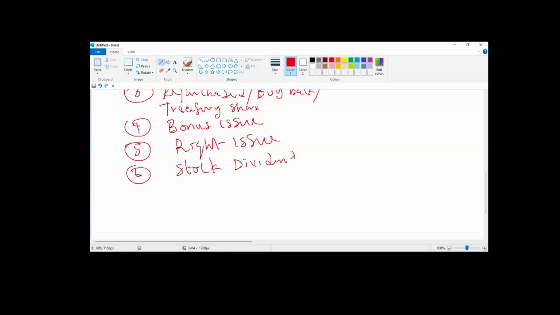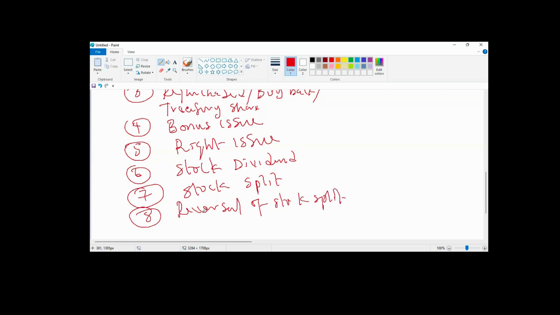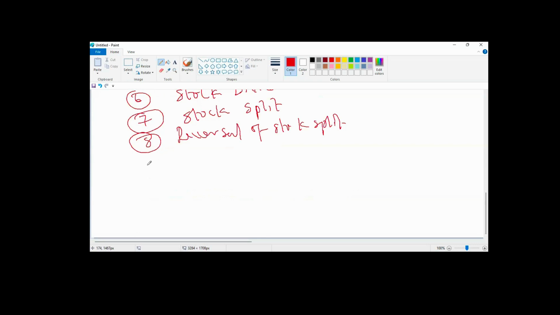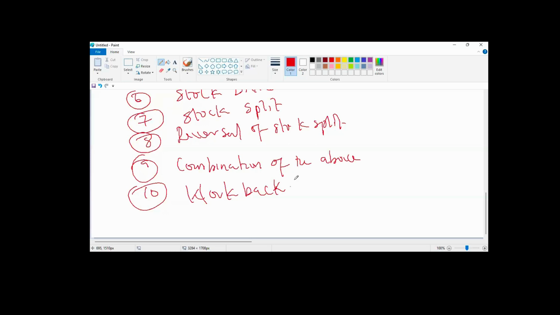Seven, stock splits. Eight, the reversal of stock splits. Then the combination, although we are going to do the combination from rights issue. Nine, the combination of the above. Then ten, walk back. We can decide to have a walk back question, such as the one ICAN tested last time they tested earnings per share.